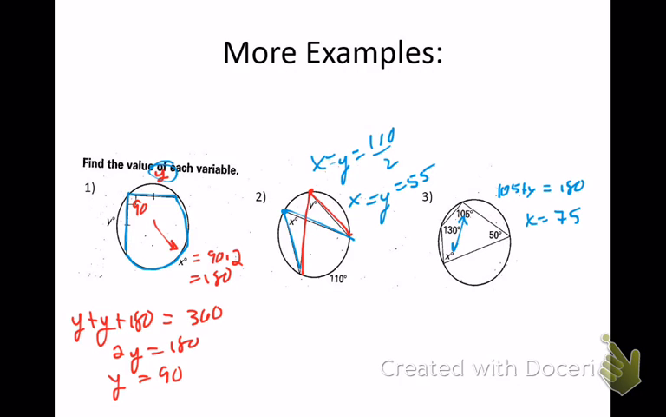Okay? Last but not least, if we're going to inscribe a quadrilateral in a circle, then the opposite angles have to be supplementary. So 105 plus x has to equal 180. Subtract 105 from both sides, and x has to be 75. Okay? So that's how we use these theorems and bring them all in together.